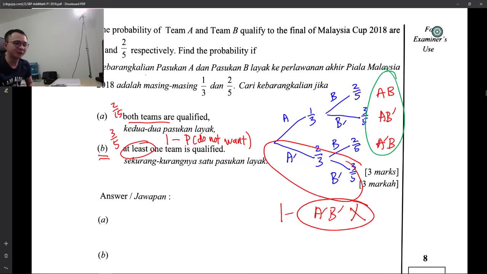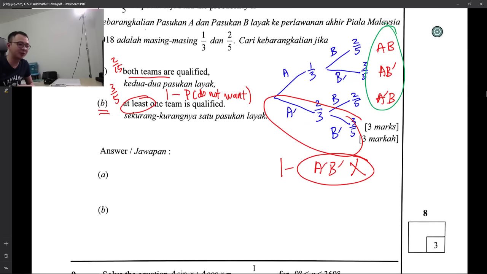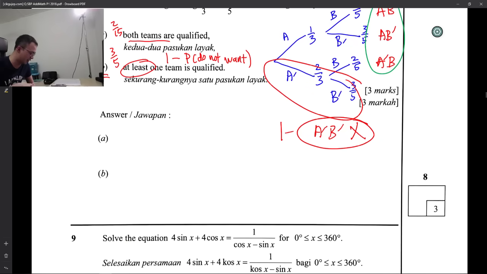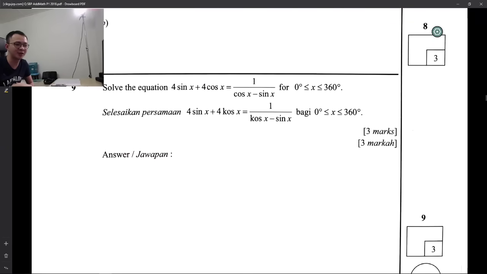Alright, so you're trying to plus them together, you will get the correct answer. So this question is very easy. I'm going to move on to the next question.